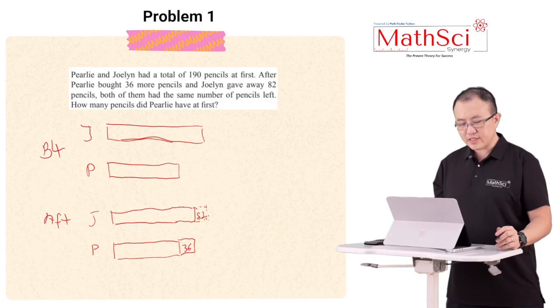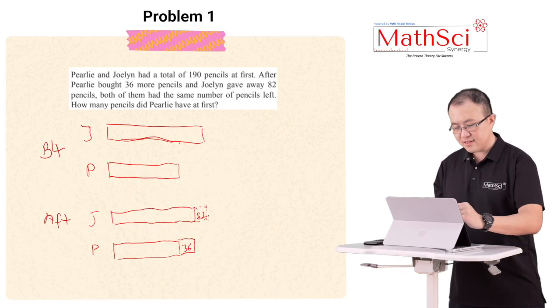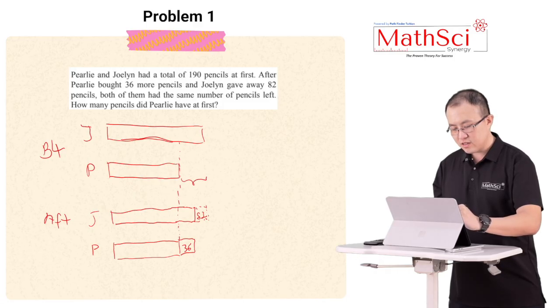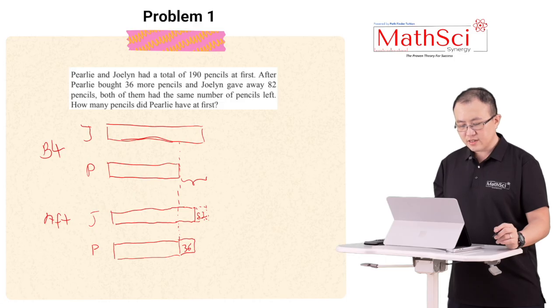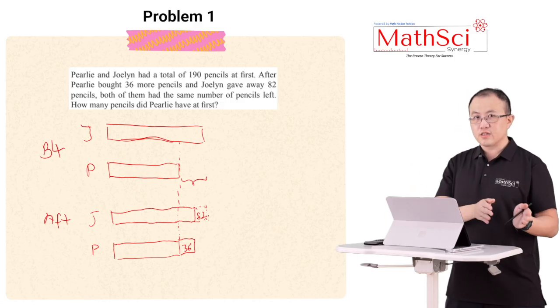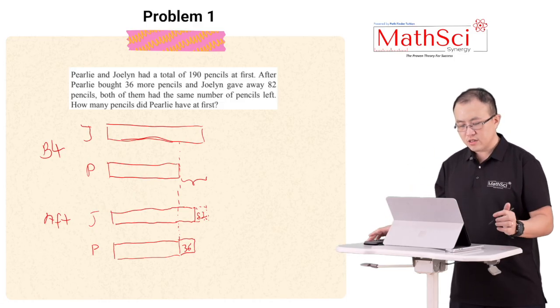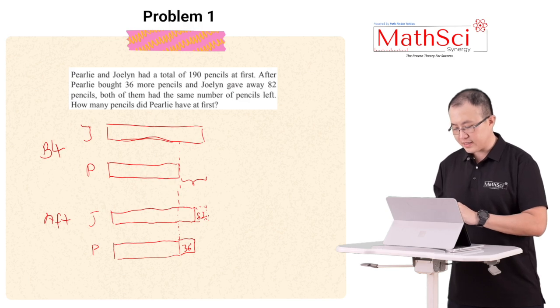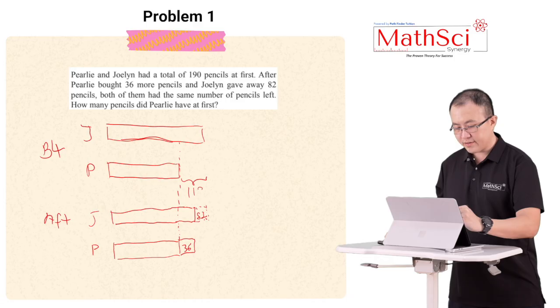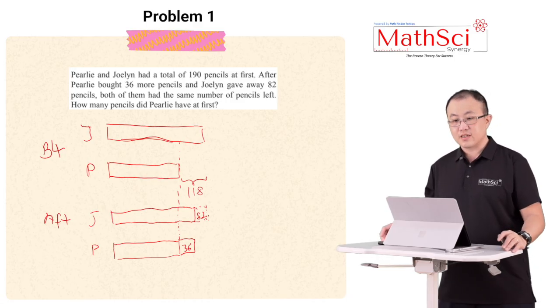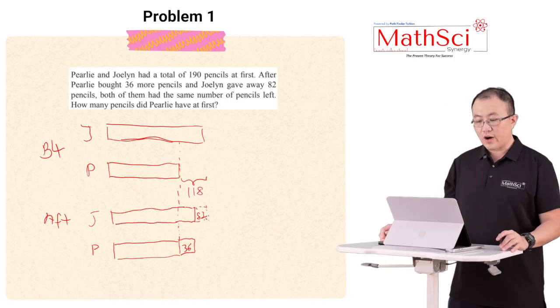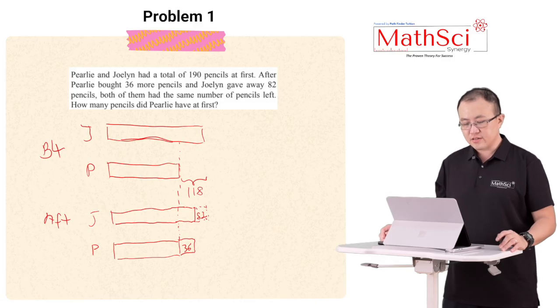Which also means that if I draw a dotted line now, did you notice that this was initially the difference, which is given by the addition of 36 and 82? So if I do 36 plus 82 now, this is going to be 118. The difference at the start is 118. You see this by taking 82 and 36 added together.